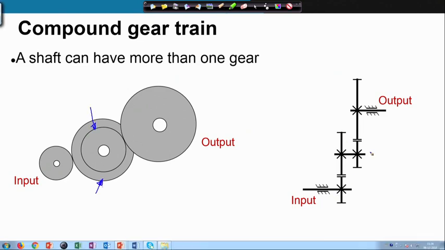So, there is this shaft which carries two gears fixed to it, both the gears are fixed to this intermediate shaft. There are two meshing gears: this is between the input and one of the gears on the intermediate shaft, and here is the other meshing to the output.